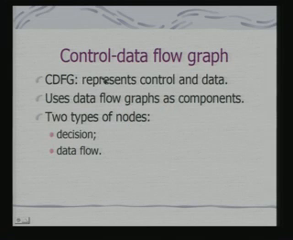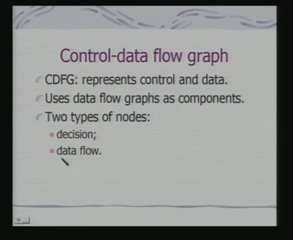So, another representation is the control data flow graph, which is another model, and a CDFG represents control and data. In fact, any computation can be modeled by a control data flow graph, because tasks themselves are not just data flows. There will be control decisions involved in each task element. So, a task element would be naturally modeled by a control data flow graph. There are two types of nodes in a control data flow graph: one is a decision node, the other is a data flow node.